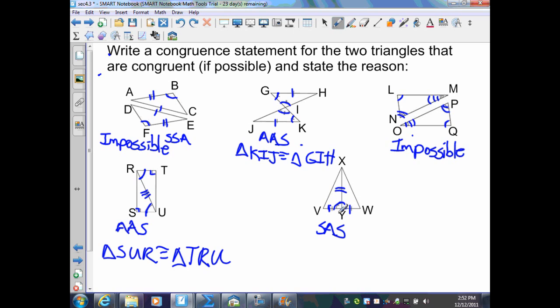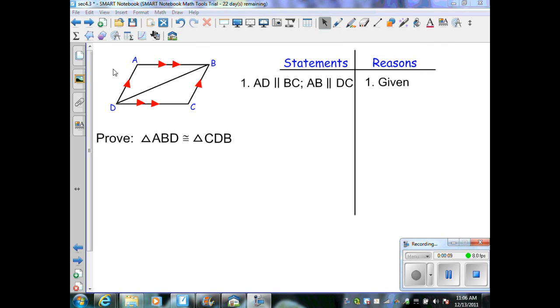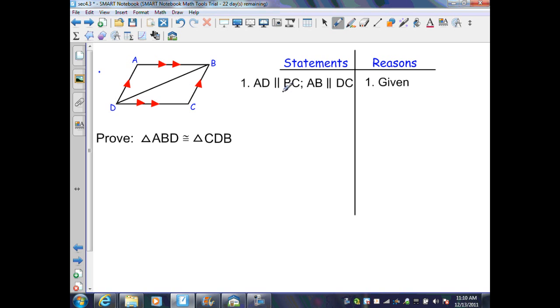Now I can create a congruent statement by saying triangle XYV is congruent to triangle XYW. And recall that side, angle, side is a previously learned theorem for stating congruent triangles. Our next example is a proof. Here I'm given AD is parallel to BC and AB is parallel to DC. That's also represented in our diagram with the parallelism represented with the arrows. I want to prove triangle ABD is congruent to triangle CDB.